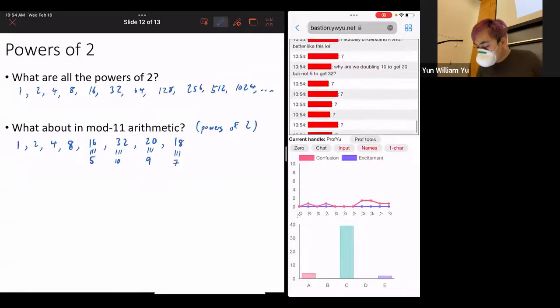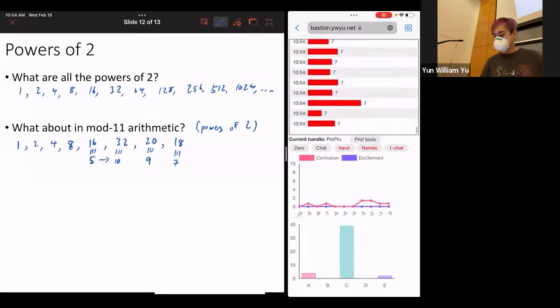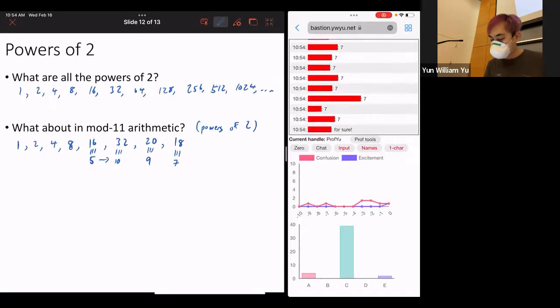Oh, there was a really good question. Why are we doubling 10 to get 20, but not 5 to get 32? Oh, but you did, right? If you had doubled 5, it would have just given you 10 directly. The point is when you're dealing with modular arithmetic, doubling 5 and doubling 16 are the same thing. Does that answer your question? Hopefully that answers that question. Well, let's keep on going.